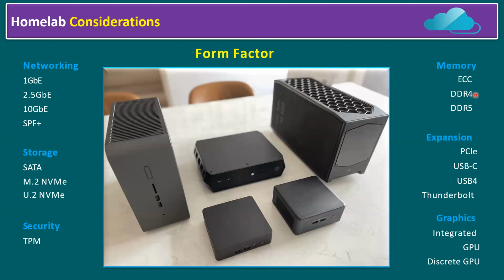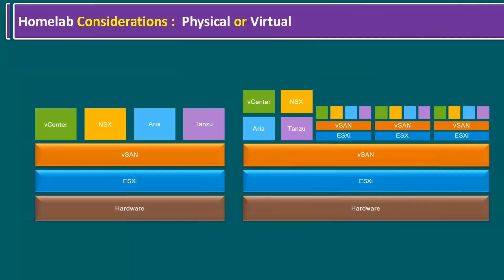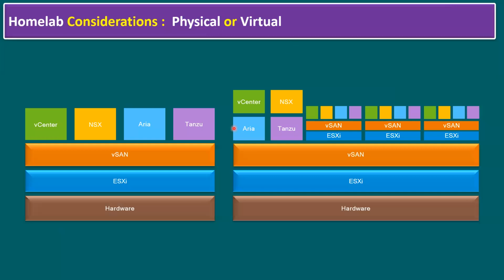For memory, you can use either DDR4 or DDR5. For expansion, you can use PCI, Peripheral Component Interconnect devices, or you can use USB-C, USB4, or Thunderbolt. For graphics, you can use an integrated graphics processing unit or a discrete GPU, which means separate GPUs can also be used for home lab consideration. In addition, a home lab can be either physical or virtual. Within our hardware, you can directly install ESX and configure vSAN.